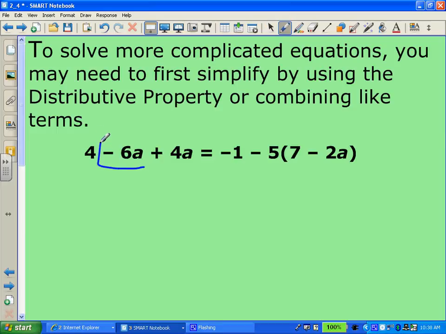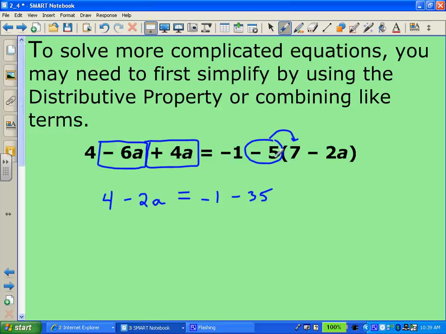So if we're looking at the left side here, I have negative 6a and positive 4a that are like terms. So I'm going to put those together. So negative 6 plus 4 is negative 2. So that side is actually just 4 minus 2a. Over here I got some parentheses. I'm taking this negative 5 here and I'm distributing it through the parentheses. So that gives me negative 1 minus 35. This is negative 5 and negative 2, so that's going to be plus 10a.